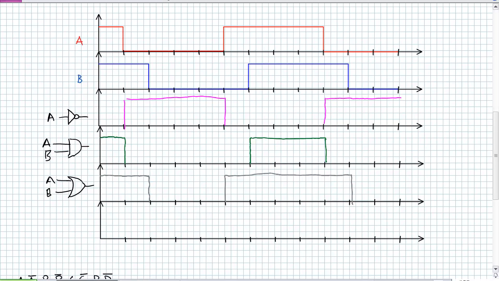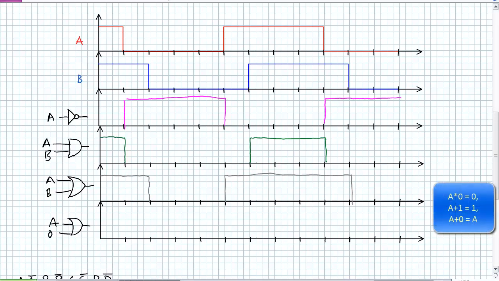Okay, let's do a little bonus round here. What would A ANDed with a 1 look like? I would say it looks startlingly similar to A. Here's a couple of really good practice exercises for you. What about A and 0? What about A or 1? What about A or 0? Okay, so those are good practice exercises right there.